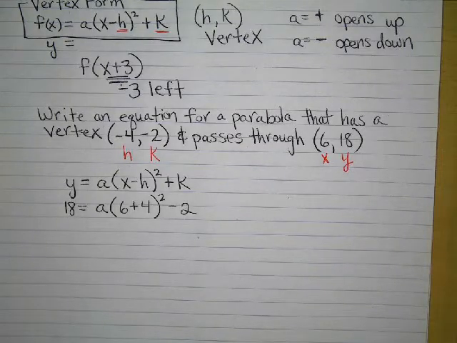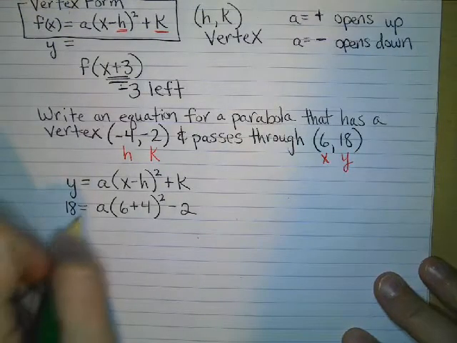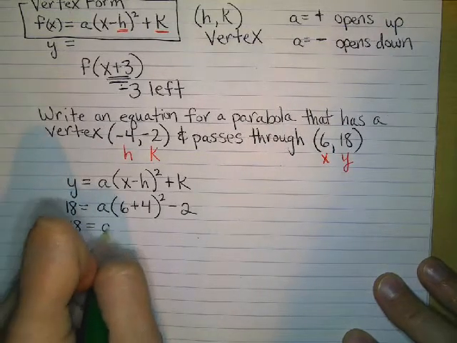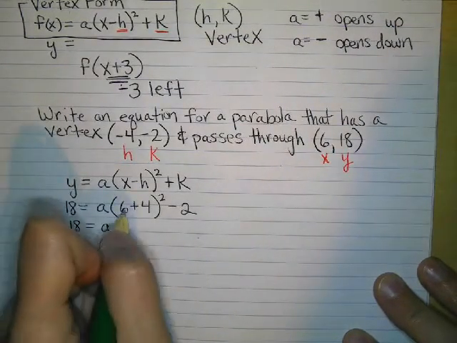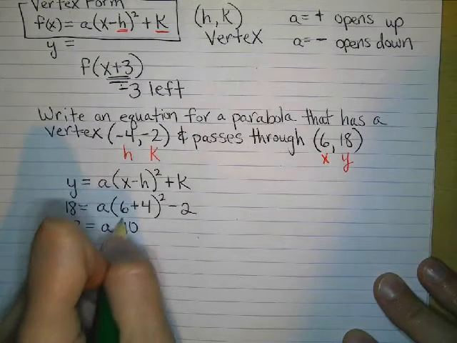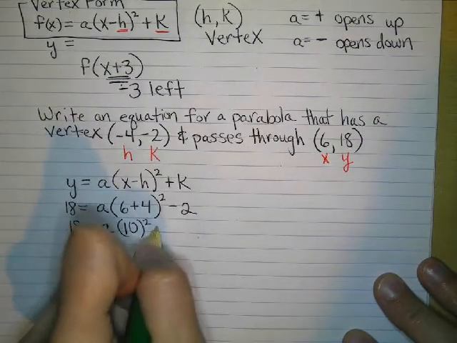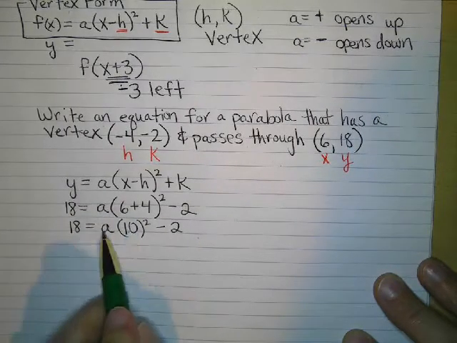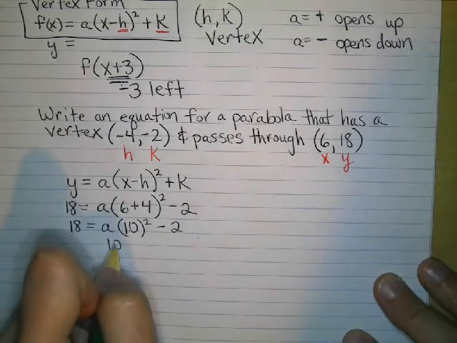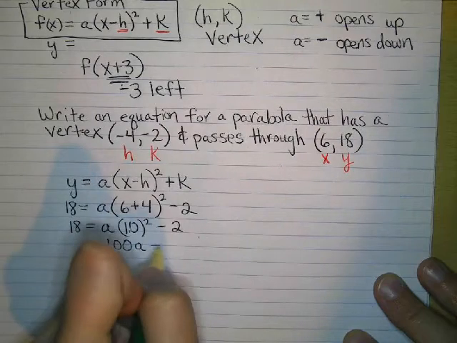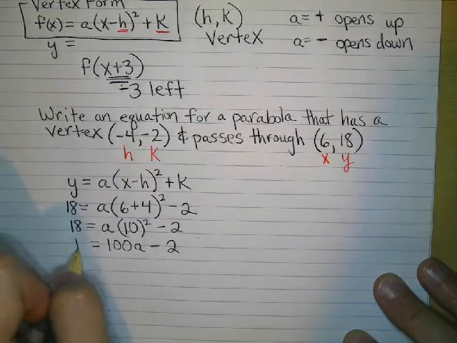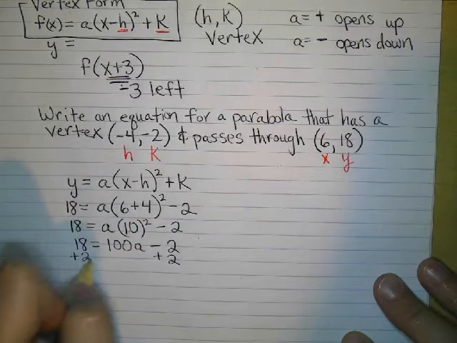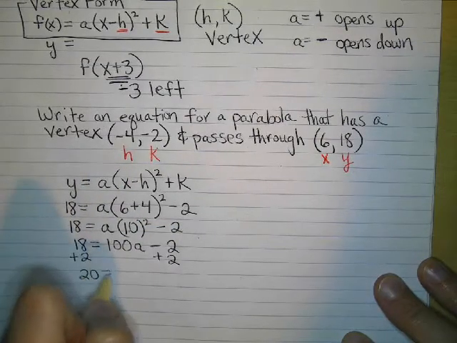Alright, so if we just do a little math here, parentheses first, follow your order of operations. 6 plus 4 is 10. Okay, 10 squared is 100, so this is really 100 times a right here. 100a minus 2 equals 18. So then add 2. 18 plus 2 is 20.